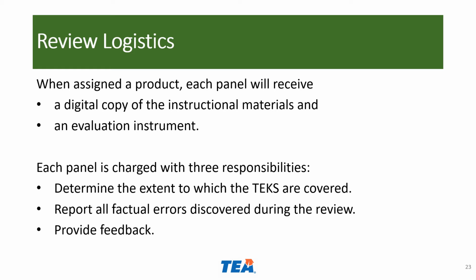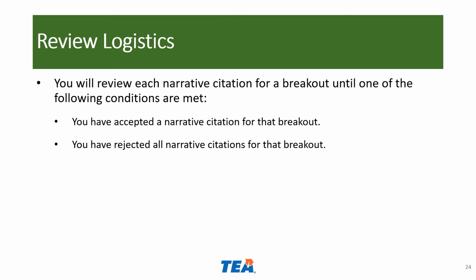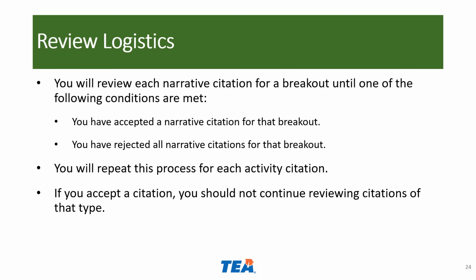First, determine the extent to which the TEKS are covered. Second, report all factual errors discovered during the review. And third, provide the publisher with feedback. You will review each narrative citation for a breakout until you have accepted one narrative citation or you have rejected all narrative citations for that breakout. You will repeat this process for each activity citation. If you accept a citation, you should not continue reviewing citations for that type for that breakout.